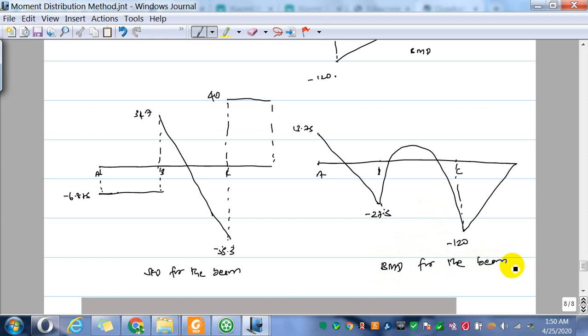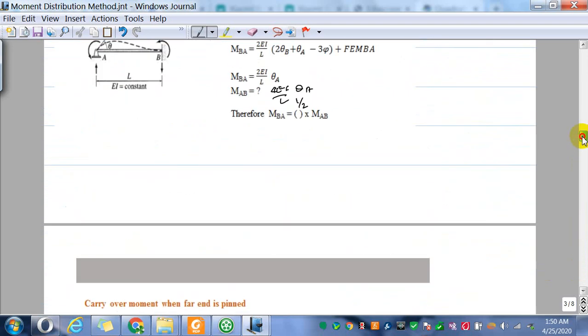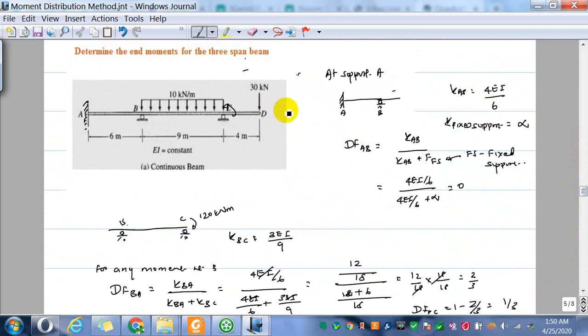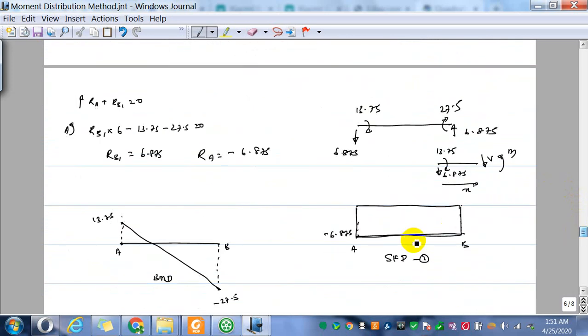So if you know the end moments, you can split them into 3 segments, or whatever number of segments depending on the problem, and solve it. This is how you approach the moment distribution method to solve a beam. This beam could be anything, some real life problem. Anything you can solve using the moment distribution method as I have shown you.